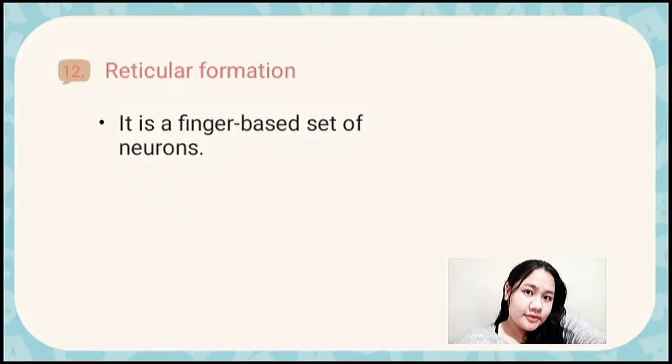Reticular formation. It is a finger-like set of neurons, a portion of the brain that is located in the central core of the brainstem. It passes through the medulla, pons, and stops in the midbrain. Its functions can be classified into four categories. Those are motor control, sensory control, visceral control, and control of consciousness.